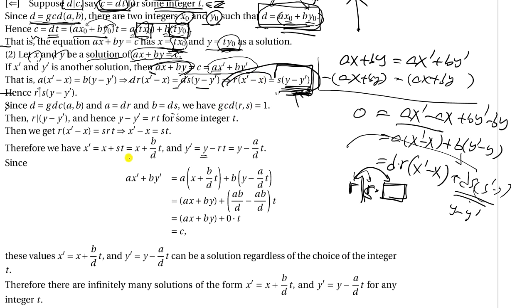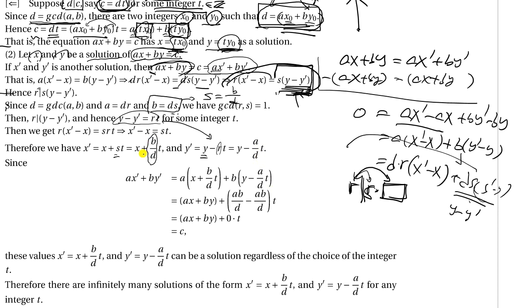Okay, so when we think b was d times s, right? So from here, s must be b over d. So instead of s, we just put b over d. And from this one, we got that expression. So y prime is y minus rt, and that r can be changed to a over d, right?